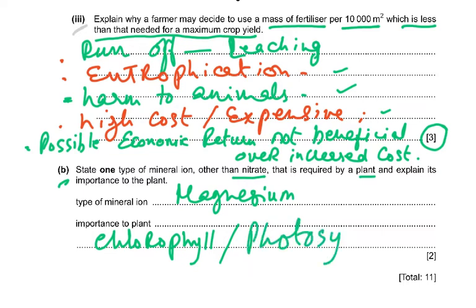So basically, chlorophyll is needed for photosynthesis, and you could have got a mark for that as well. If you didn't say chlorophyll, you could have said photosynthesis, or you could have even said traps light energy. That completes this question, and this was for 11 marks.